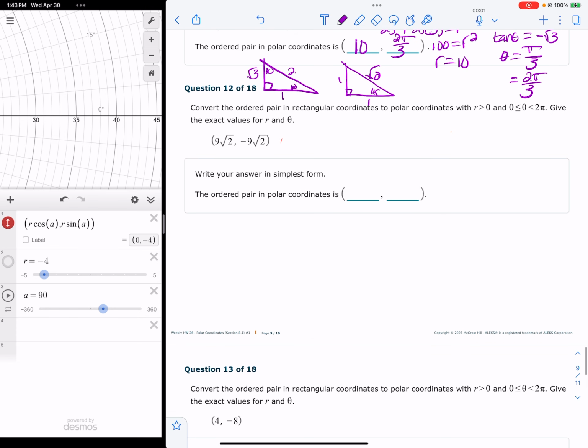All right. So this one, same exact thing. You're still looking at R being positive. You should get 18, and you should get 7 pi over 4.